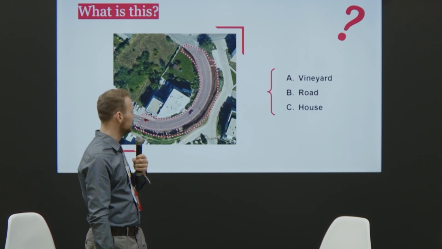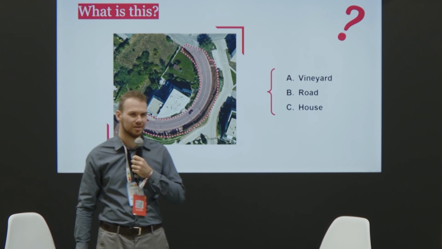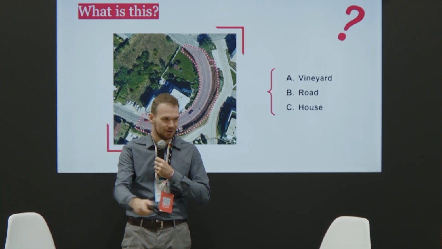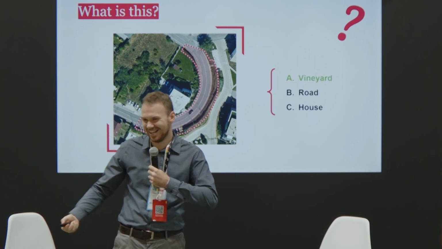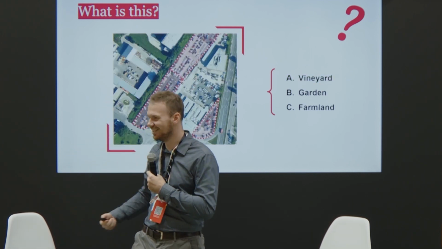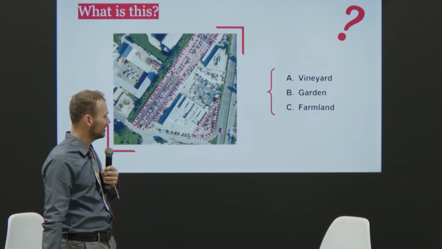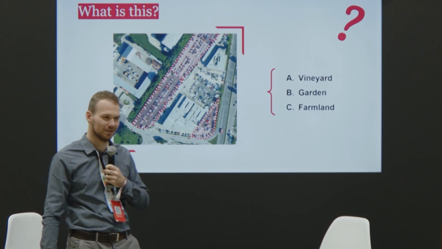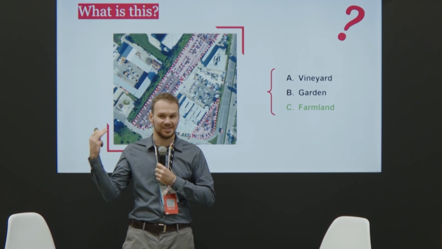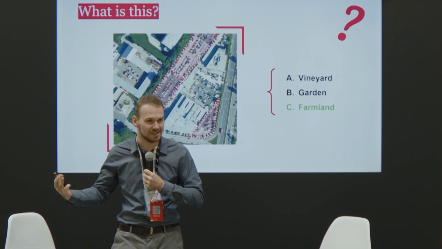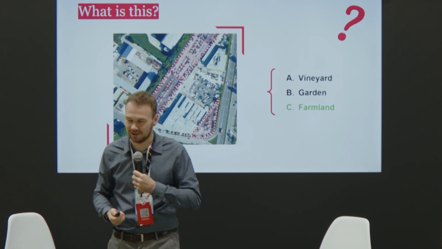Let's do the next one. What is this? Vineyard, road, or house? Vineyard, yes, you are absolutely correct. It's vineyard. Yeah, it's clear. You are getting into it. All right, and this one, vineyard, garden, or farmland? Yes, you are correct. This is farmland. And this is all real data that we have in Bratislava that's used for tax purposes, right?